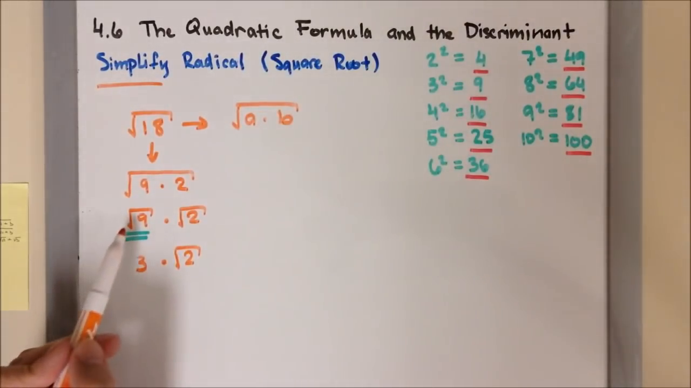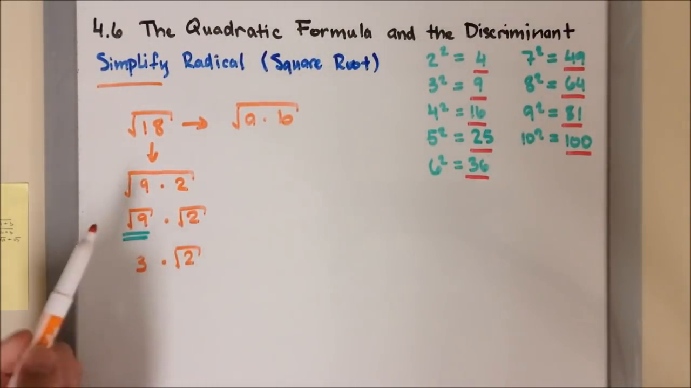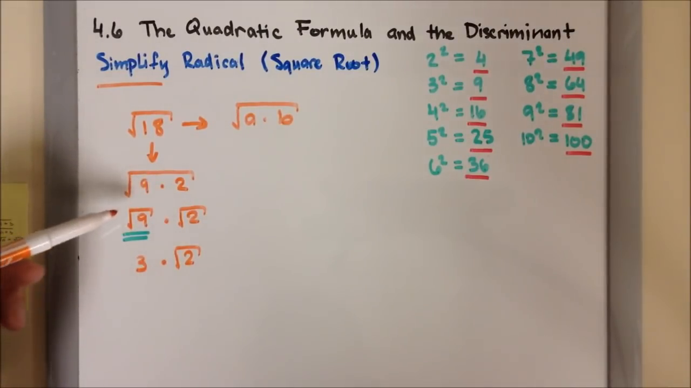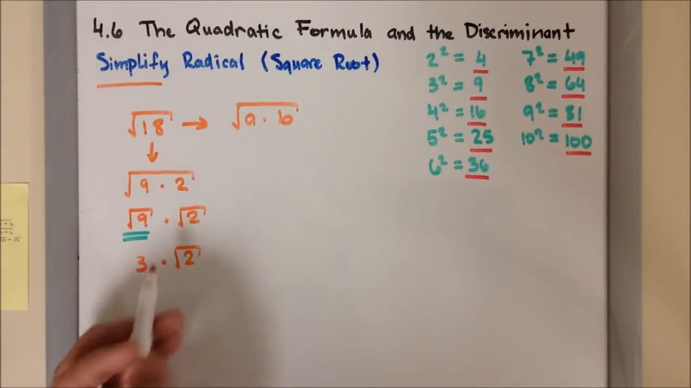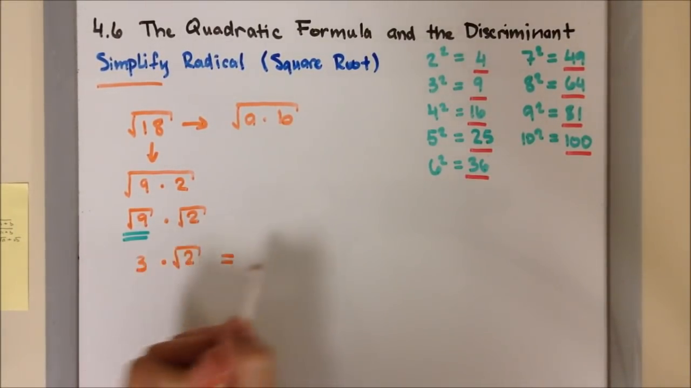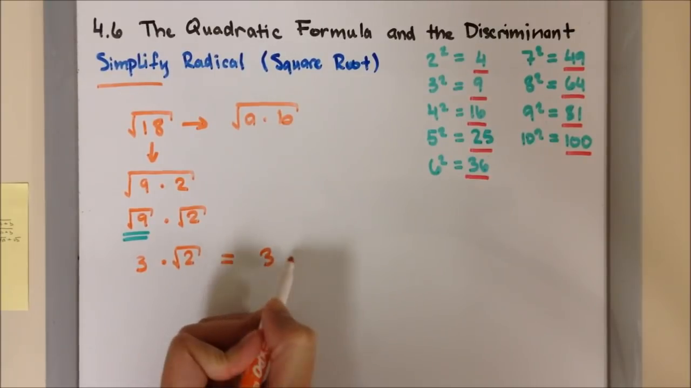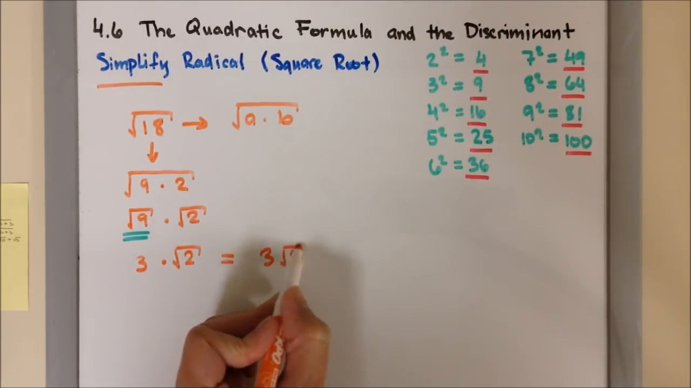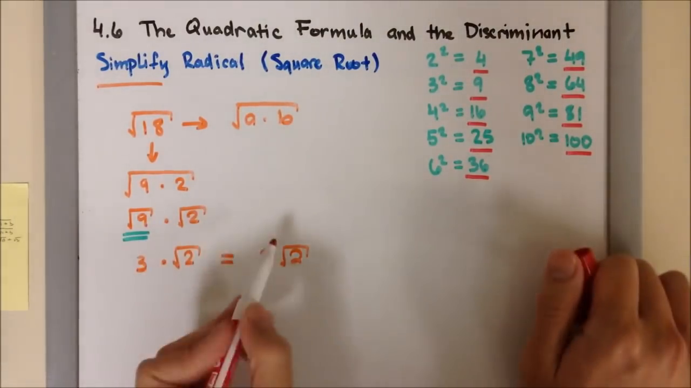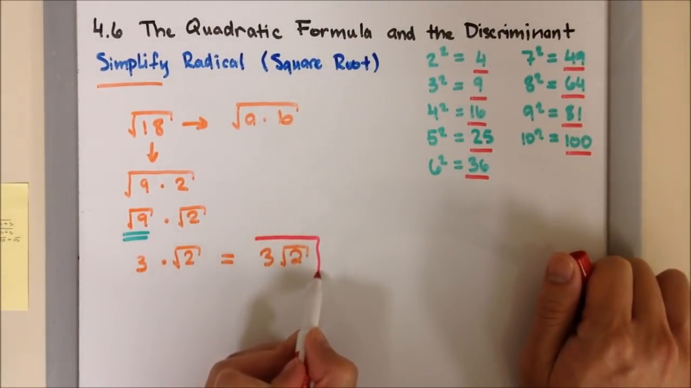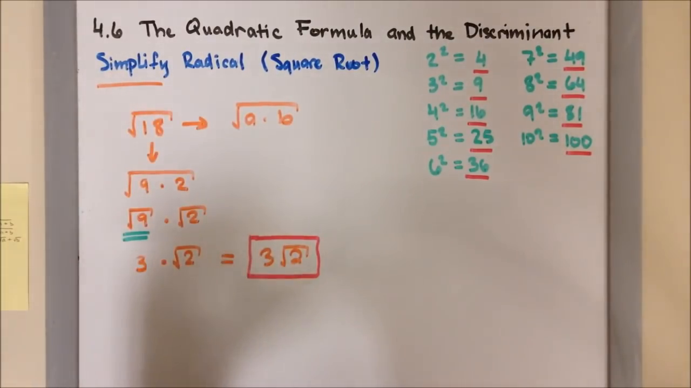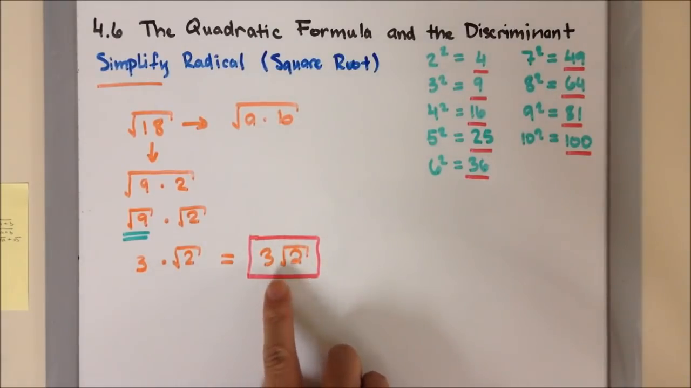Now, after you simplify everything that you can, in this example, the only one I was able to simplify was the square root of 9. Next, I'm just going to multiply. So 3 times the square root of 2 will simply be 3 square root of 2. Just like that, and that is my final answer. So the square root of 18 will simplify into 3 square root of 2.